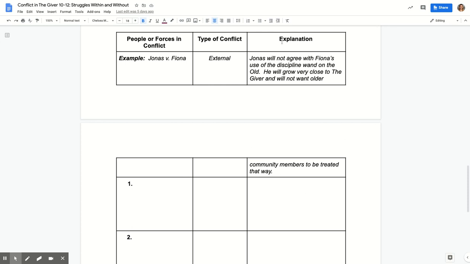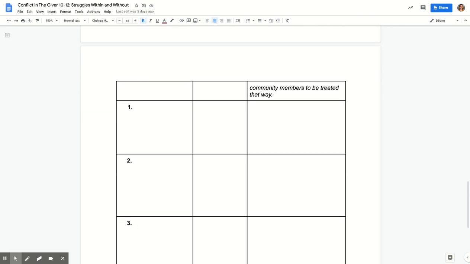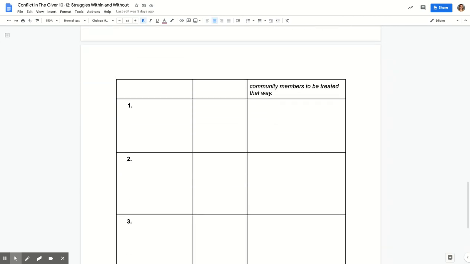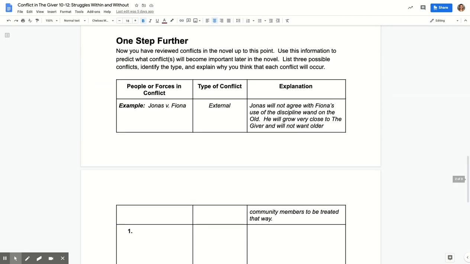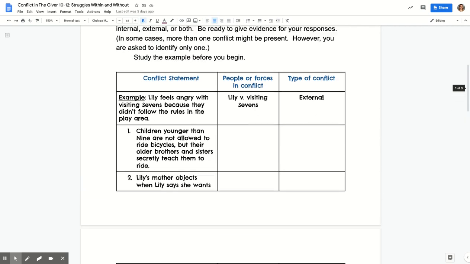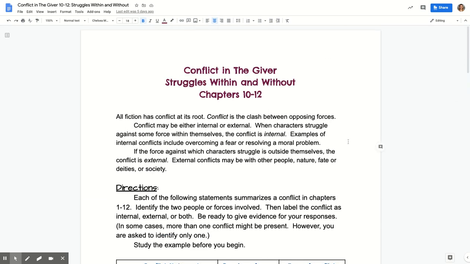So this is a prediction that's being made. We don't know if it's going to be true or not. So you are going to come up with 3 of your own. You're going to put your people or forces in conflict here, if it would be internal or external, and then type your prediction for each one. When you're done with that, you can go ahead and click turn in on your assignment, but double check that you have all questions answered first.